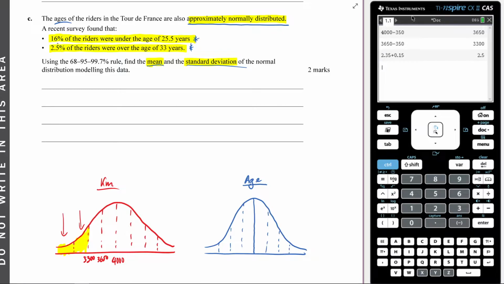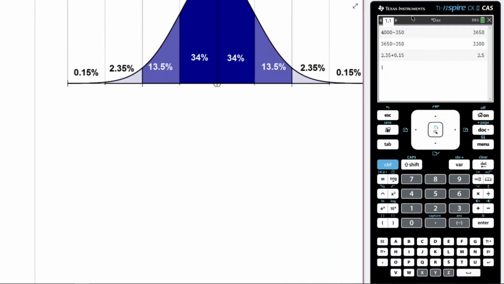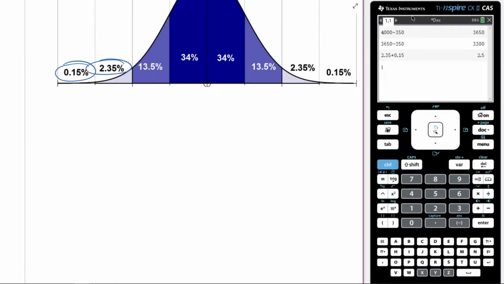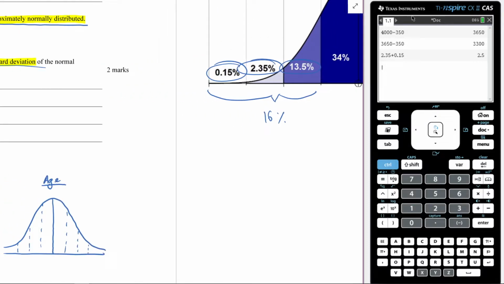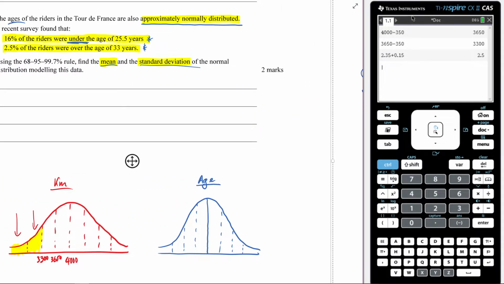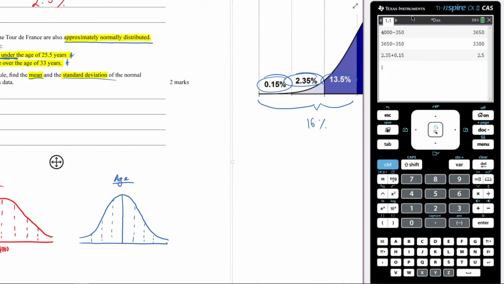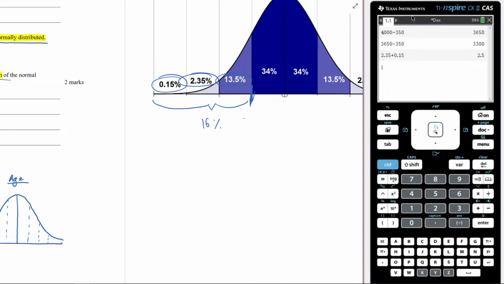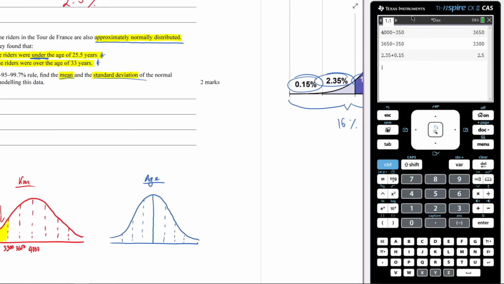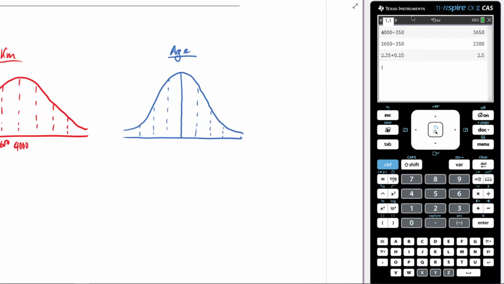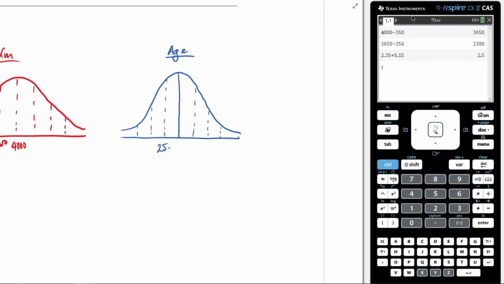The first thing I'm told is that 16% of the riders were under the age of 25.5 years. So 16% are under that age. Well, if I look at my bound reference here, I know that if I add that and that and that, that will all add up to 16%. I'm talking about 16% under, so that must mean this here has to be 25.5. So one standard deviation down will be 25.5.